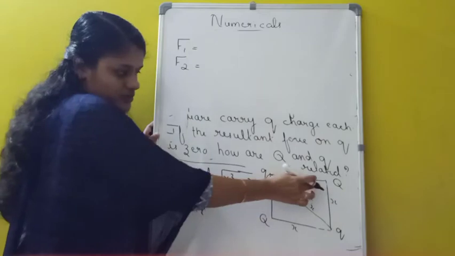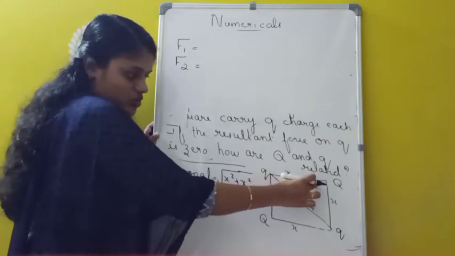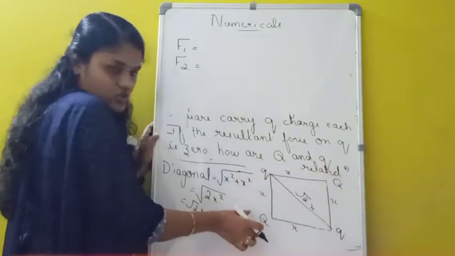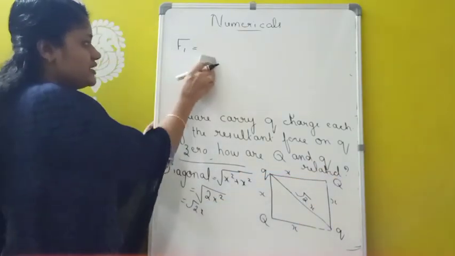But these two forces may be the same only. So what is the reason? Because here also the distance is x. So here also distance x. And what about magnitude? Magnitude is also the same. So I am writing F1 equals F2.